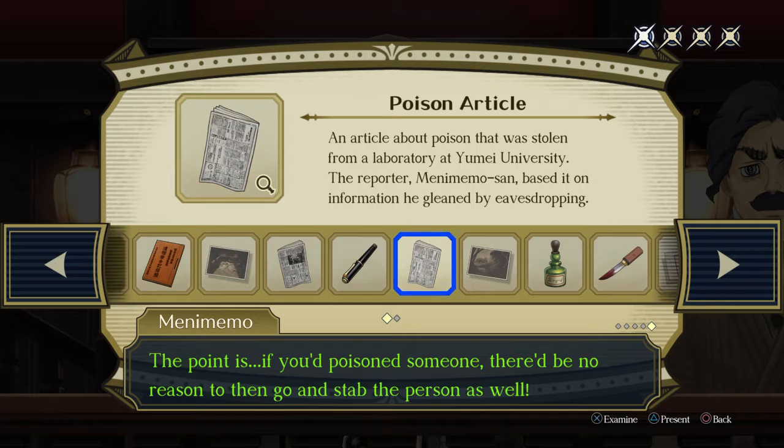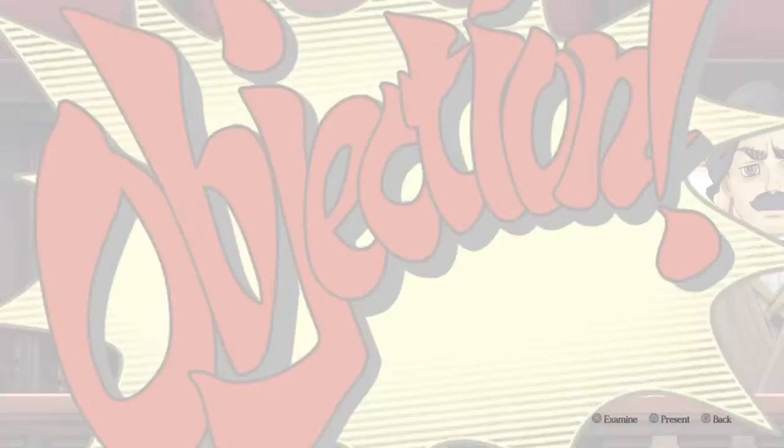Either way, I feel like this is the right track. I don't know exactly where it's leading me or what exactly it means, but I'm just gonna throw it out there. Objection!